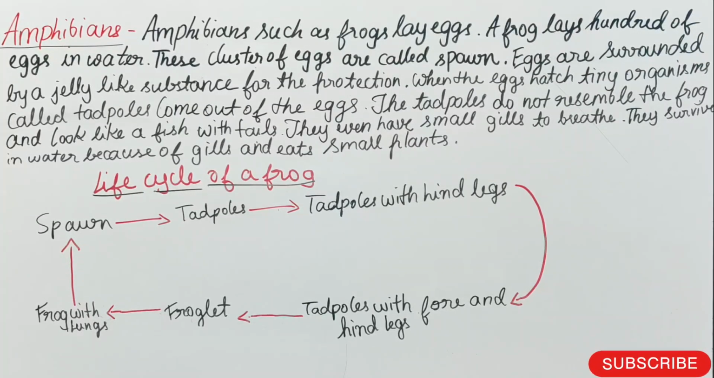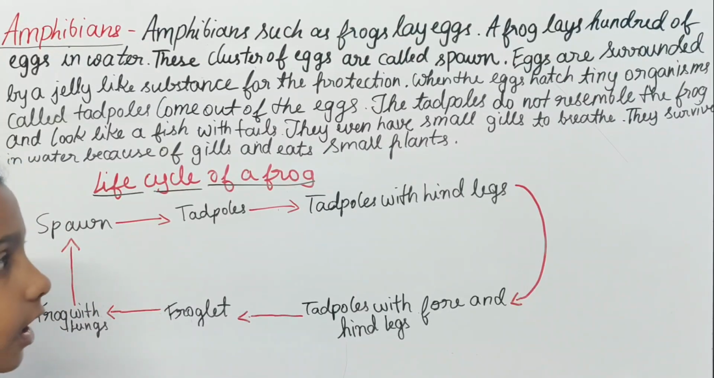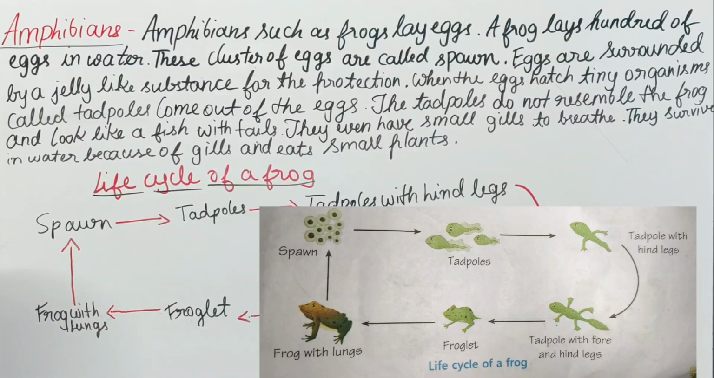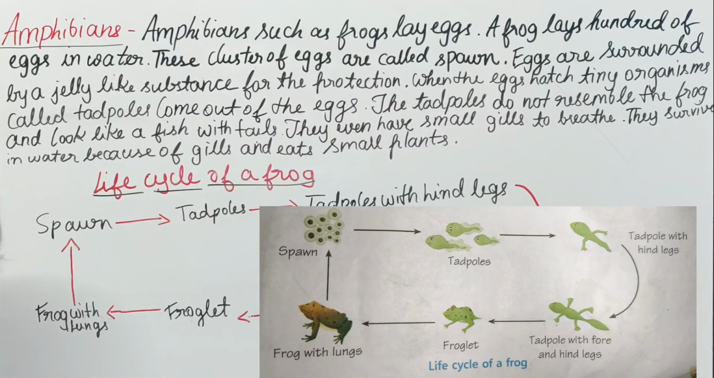The tadpoles do not resemble the frog and look like a fish. जो tadpoles होते हैं वो frog की तरह नहीं दिखते हैं, ठीक है, वो एक fish की तरह दिखते हैं और उनके पास एक पूंछ है, ठीक है. They even have small gills to breathe. Gills मतलब small pores होते हैं उनके पास जिससे वो breathe करते, ठीक है.